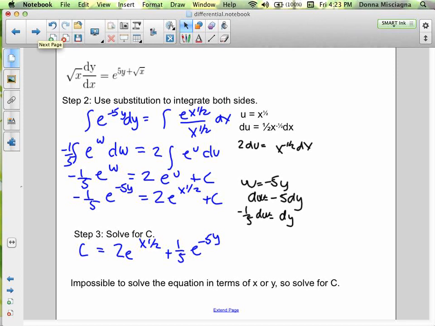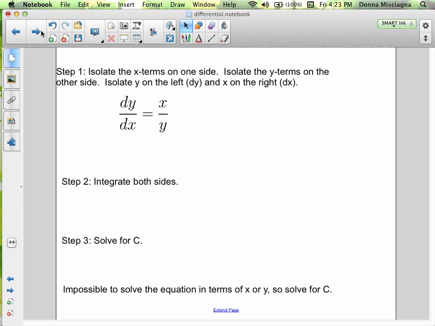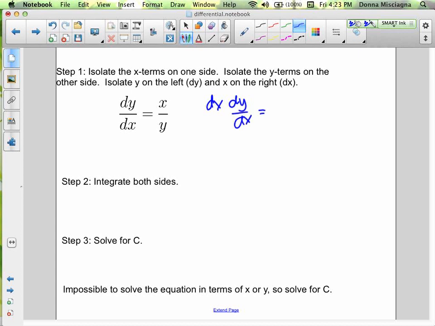Right, let's see how many more differential equations I have. All right, so now we want to isolate the x terms on one side, isolate the y terms on the other side. It's going to be another one where, if you notice the bottom step there, we're going to be solving for c. All right, so I'm going to multiply both sides by y, and I'm going to multiply both sides by dx. So I've got dx times dy dx. And actually, let's put a y over here too. y dx dy dx is equal to x y dx.